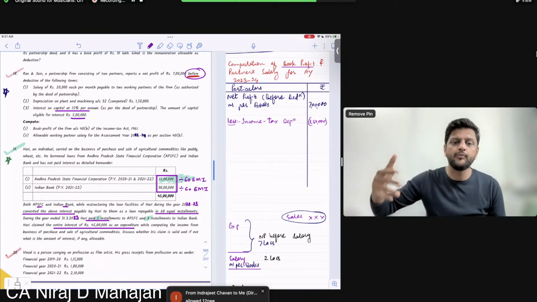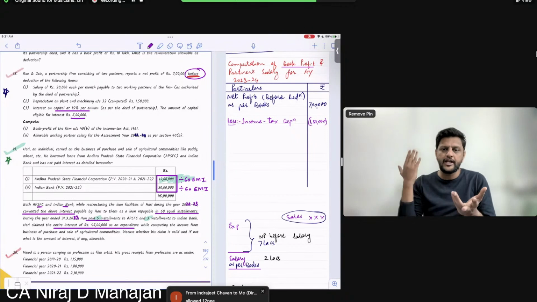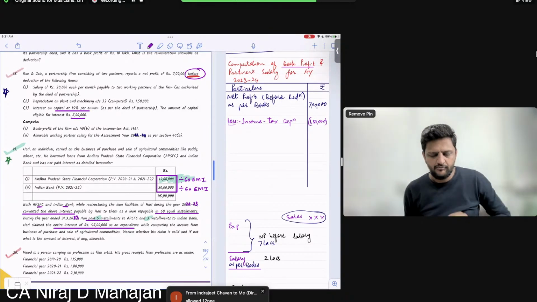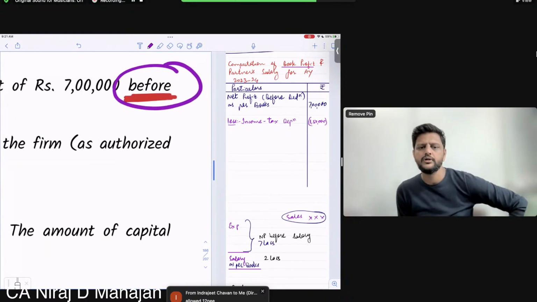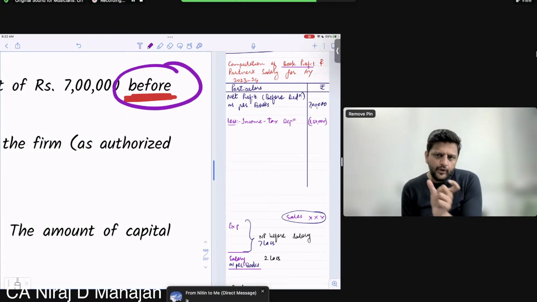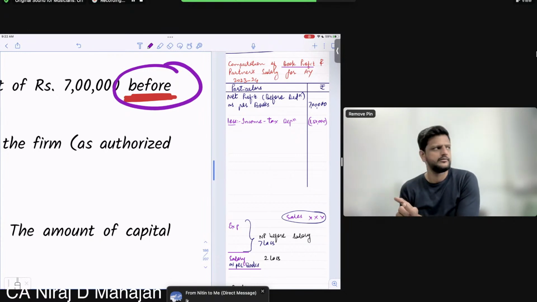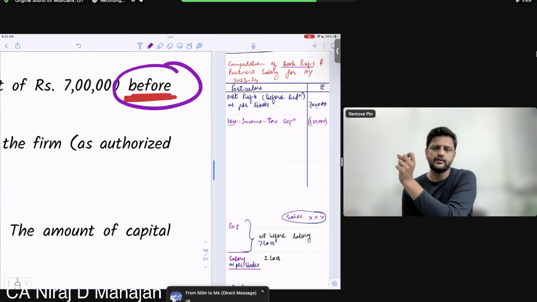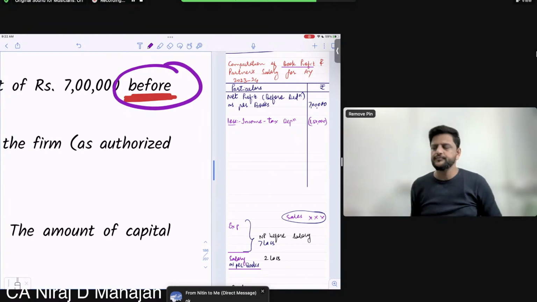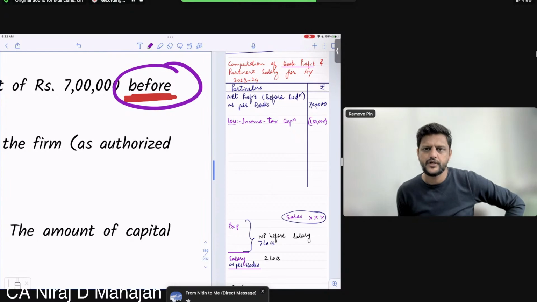We will not disallow because it was not considered in my books of accounts when they gave you the starting figure of 7 lakhs, because they have used the word before. Understood or no? Clear everybody? They have not given you net profit from P&L. They've given you some other profit before taking the other items. Which items? Salary and your interest. Understood everybody?